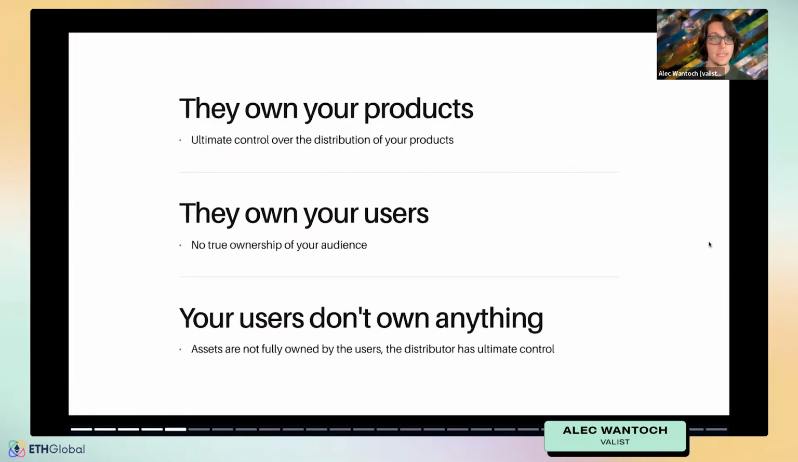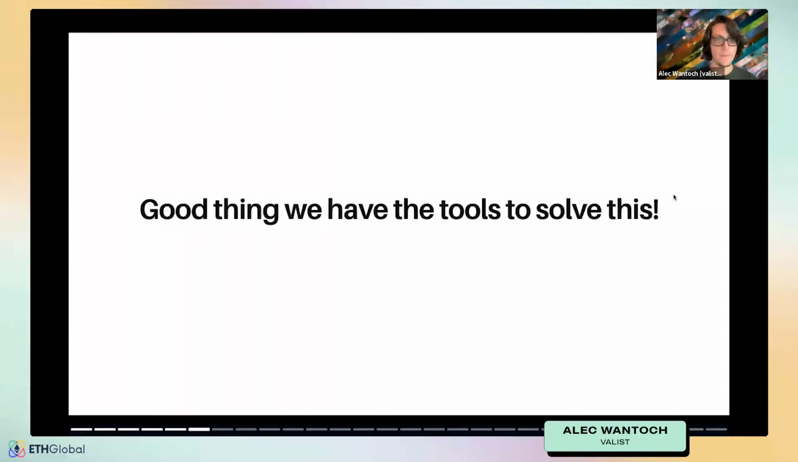And how did we even get there? Honestly, they own your products, they own your users, and your users don't even own anything at the end of the day. Since they control the whole distribution, you don't even have a direct relationship with your customers. And then the things that they're buying aren't even actually theirs. They're not true digital ownership like we have with Web3. But it's a good thing we have the tools to solve this.